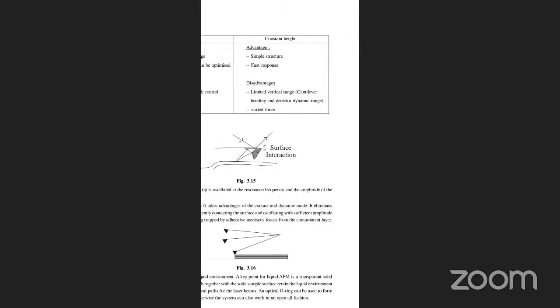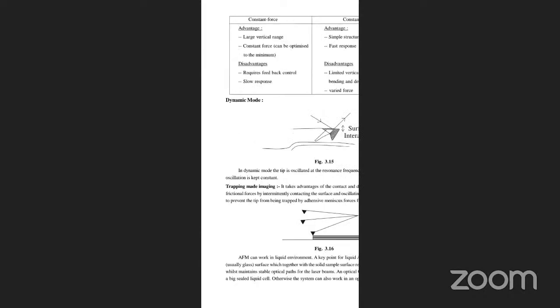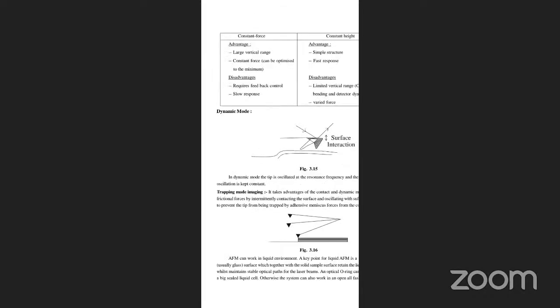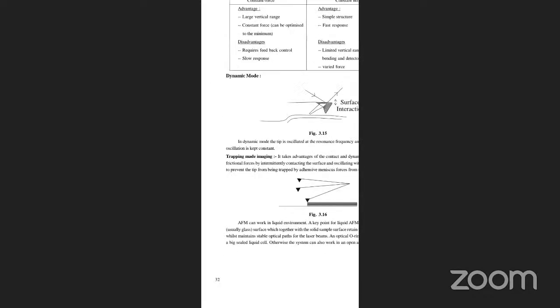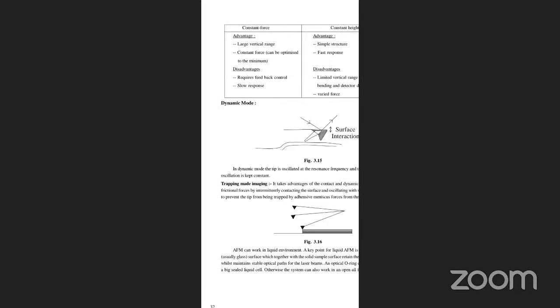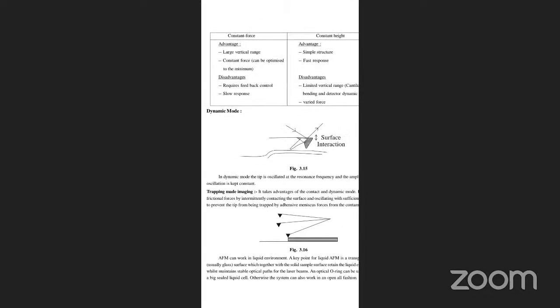Dynamic mode: the tip is oscillated at the resonance frequency, and the amplitude of the oscillation is kept constant. Tapping mode imaging takes advantage of the contact and dynamic modes. It eliminates frictional forces by intermittently contacting the surface and oscillating with sufficient amplitude to prevent the tip from being trapped by adhesive meniscus forces from the contaminant layer.